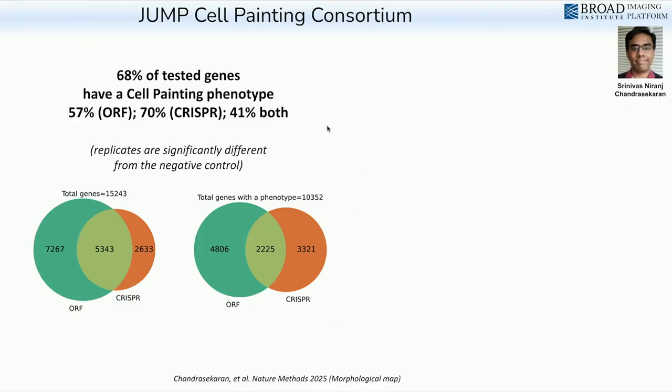And so here's what the genetic perturbations look like in a snapshot. The majority of genes gave some kind of phenotype in cell painting, which is really remarkable if you think about this being a single stain set, a single time point, a single cell line.